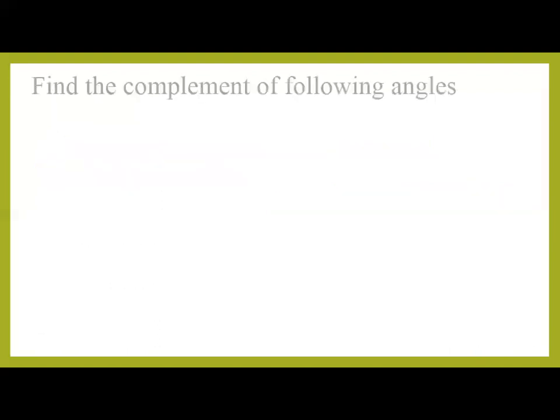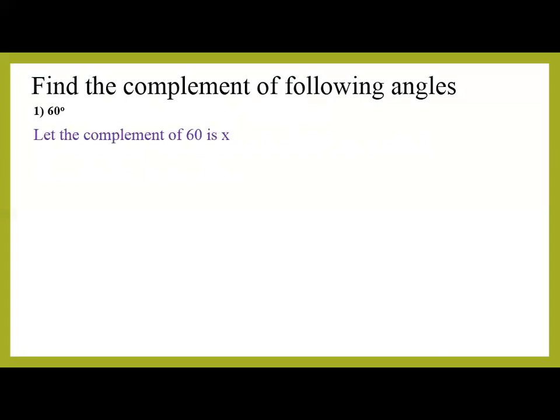Okay class, now it's time for the questions. Your question is: find the complement of the following angles. Number 1 is 60. You just have to tell the partner of 60 which will give you 90 degrees. The proper method to solve this is: let the complement of 60 be x.